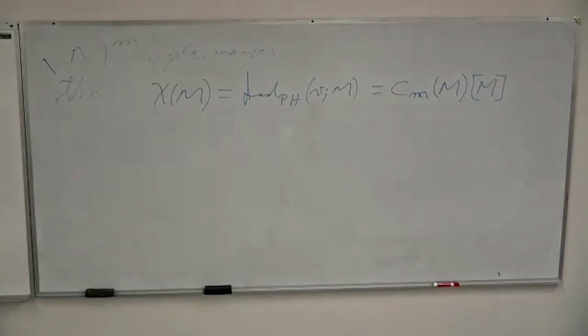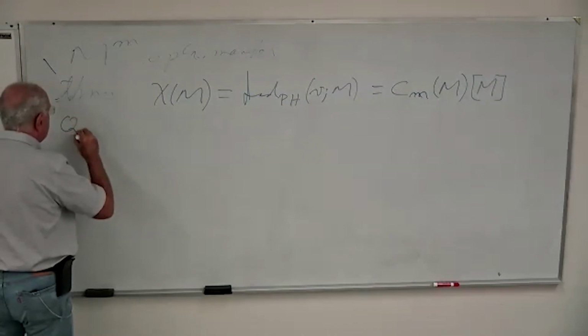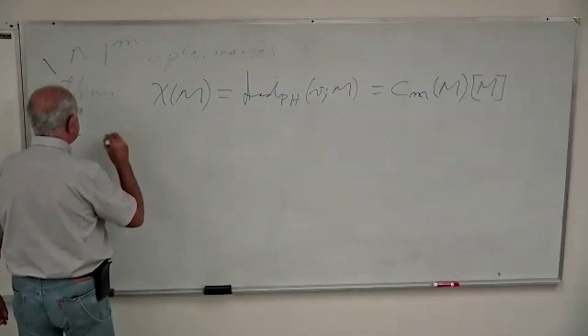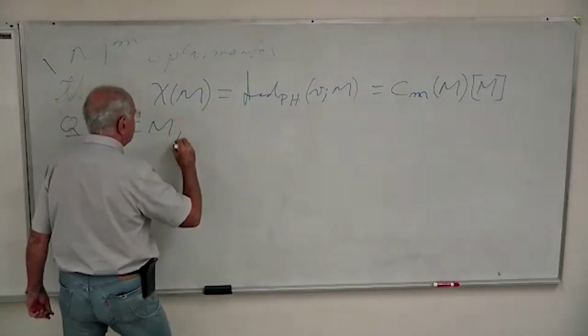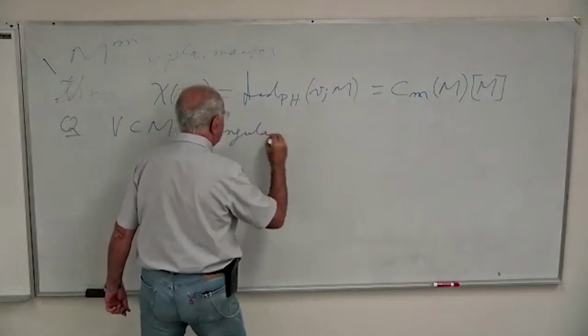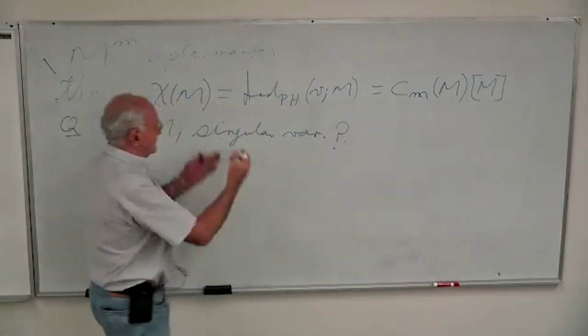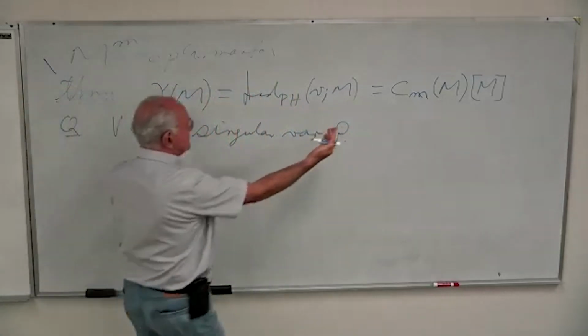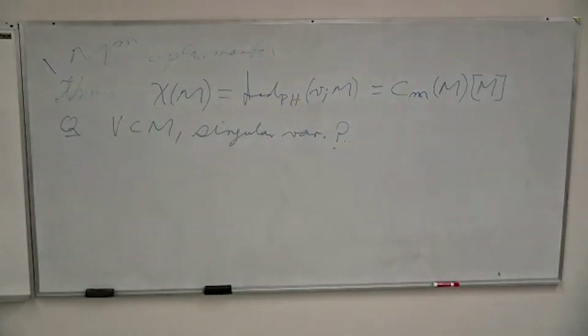That's the starting point. So the question I want to explore, and a lot is known, is what happens if we consider V embedded in N, a singular variety. I want to think of this, but for singular varieties. Okay, so this is the question I want to explore.